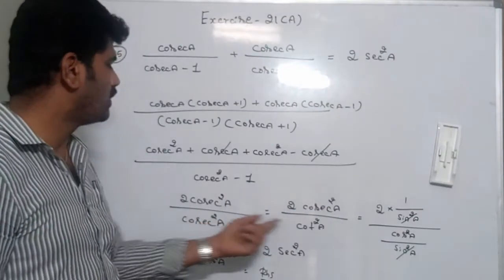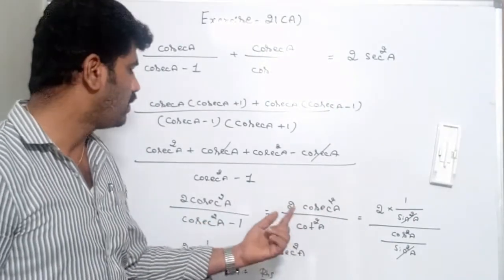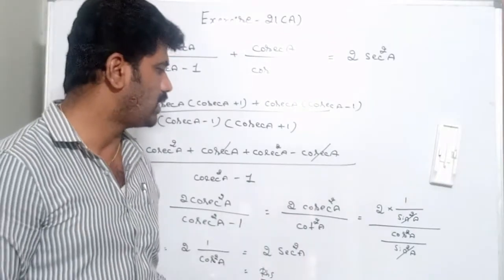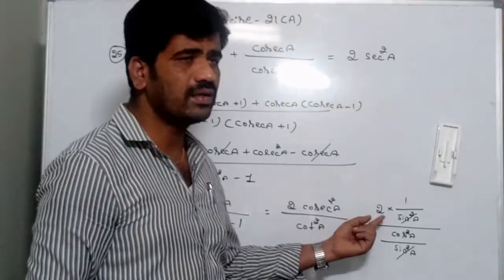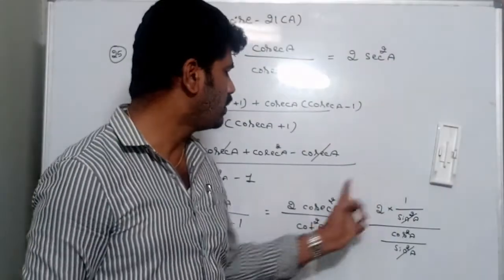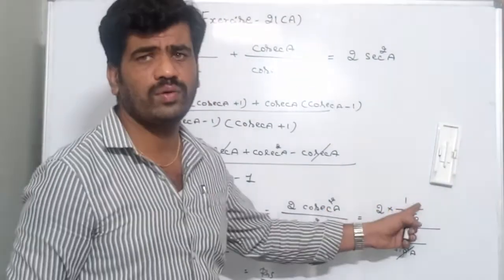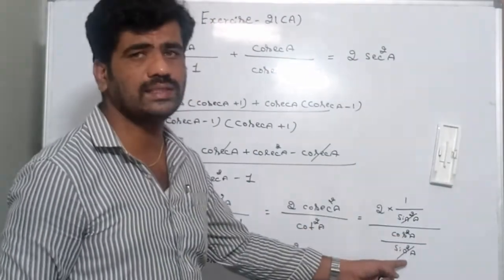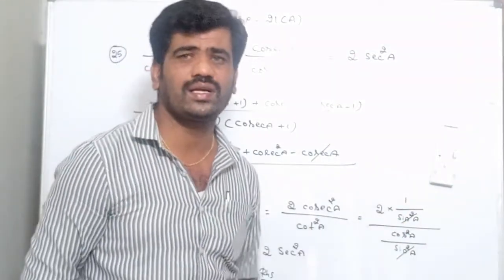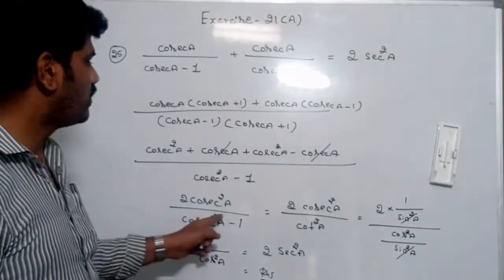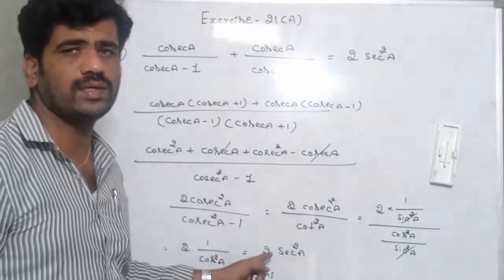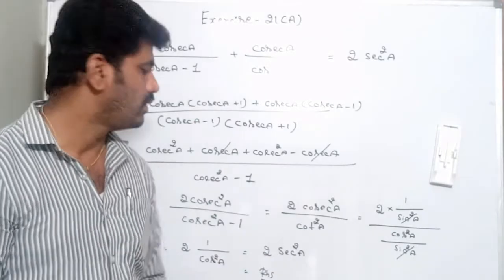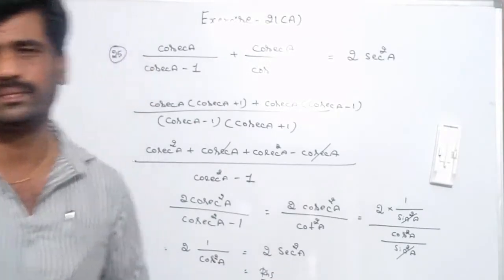Then 2 into cosecant square A, what is the value of this? Cot square A, because 1 plus cot square A is equal to cosecant square A, so cosecant square A minus 1 is equal to cot square A. Then apply the inverse relation. 2 into, in the place of cosecant square A I can write 1 by sin square A, divided by, in the place of cot square A I can write cos square A by sin square A. Then sin square A gets cancelled. Then 2 into 1 by cos square A, which is nothing but 2 into secant square A. This is our answer, that is equal to RHS.